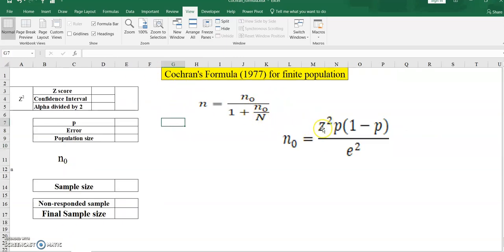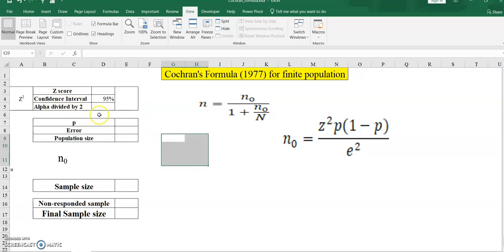First, we have to calculate Z. For that, we generally assume a 95% confidence interval, because in social science we consider 5% error. That means if your result comes in at an average of 58%, your range should be plus or minus 5%. That means 58 minus 5 is 53, and 58 plus 5 is 63. So your result should range between 53 and 63. So we can consider a 95% confidence interval for our social studies.